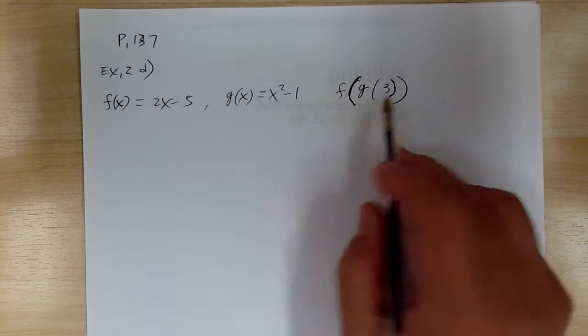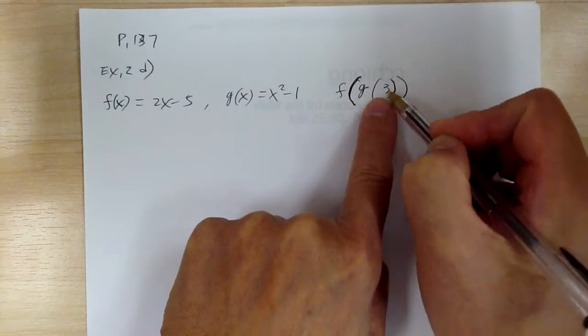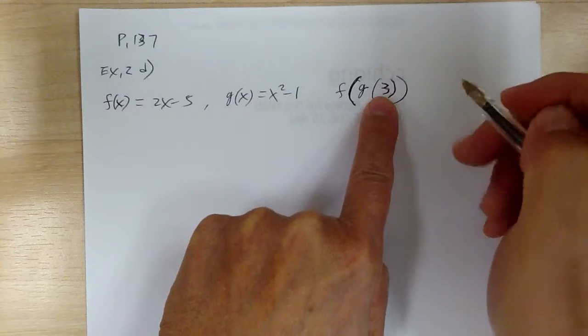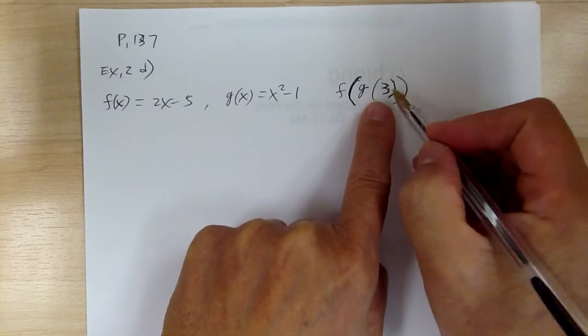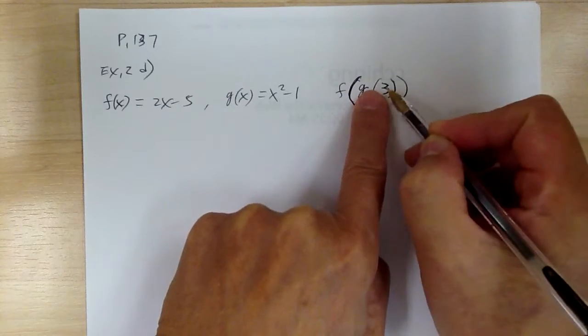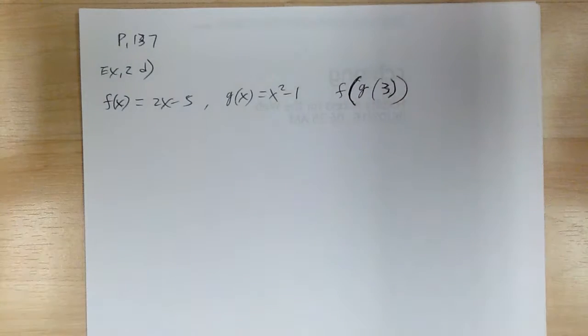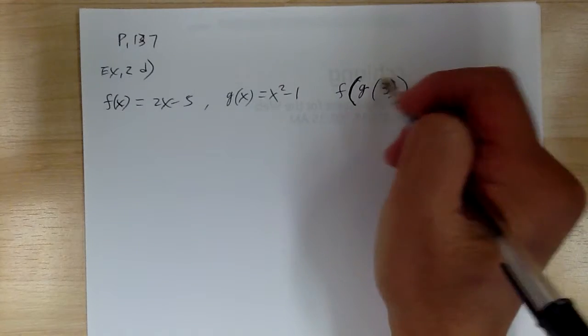So that's what this is. First, the g function is like your wash machine. The 3 is like your input. Imagine that this is your dirty laundry. You put it inside the wash machine. After you wash, you take it out and you put it inside the dryer. So this is like the dryer, and that's what a composite function is. It's one function after the other. And the way to do it is to start from the inside and work your way out.